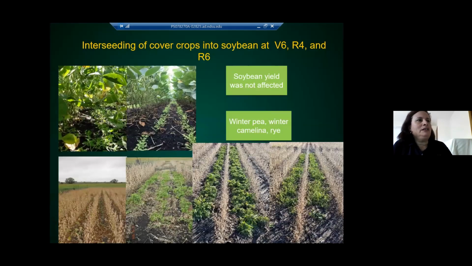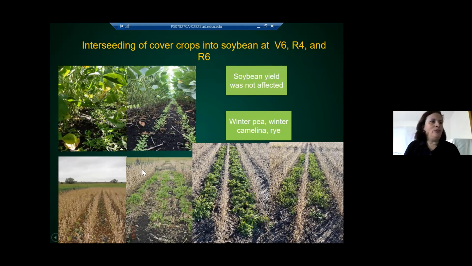Okay, moving on. Like I said, we've done a lot of things with interseeding cover crops into soybean in R6. And here you see camelina again. We're doing some work on camelina as reducing the soybean cyst nematode. In the greenhouse, we've seen that camelina can reduce the soybean cyst nematode, but when we did this in the field, it was very hard to get response because of the variability.